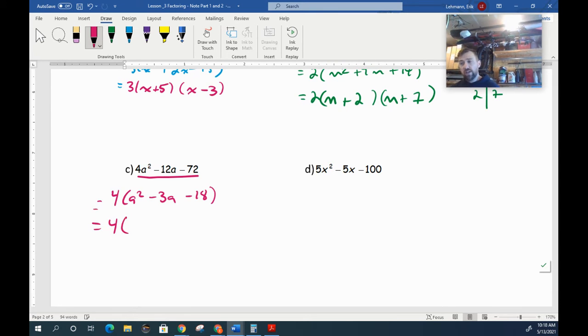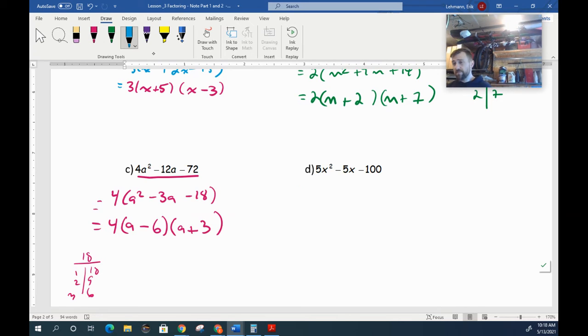Now I check for a simple trinomial factor. I put my a here and a here. I'm multiplying to a negative, so I know one's going to be negative, one's going to be positive. 2 numbers that multiply to 18 and add to negative 3. They're going to be negative 6 and positive 3. Factors of 18, again, remember those are 1 and 18, 2 and 9, and 3 and 6. 3 and 6 have a difference of 3. So 2 numbers multiplying to 18 and adding to negative 3: negative 6, positive 3.